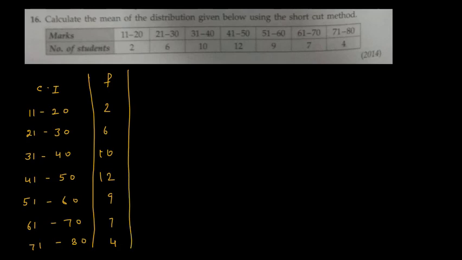We are using the shortcut method. First we will find x, the value of x. Now 11 plus 20 divided by 2. I am doing some mistake. 20 plus 11 is 31. Okay, so 31 divided by 2 is 15.5. So here this value is 15.5.